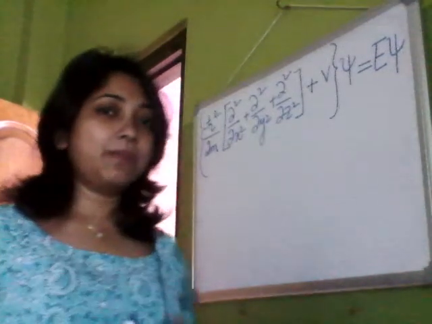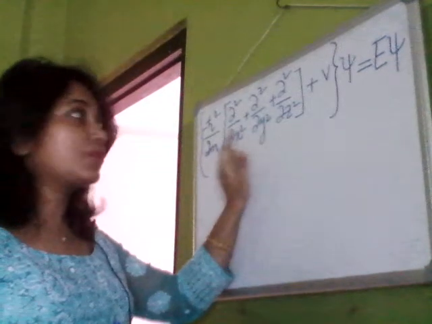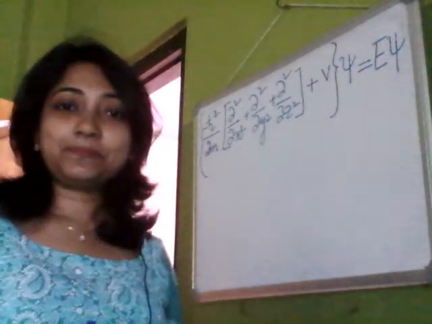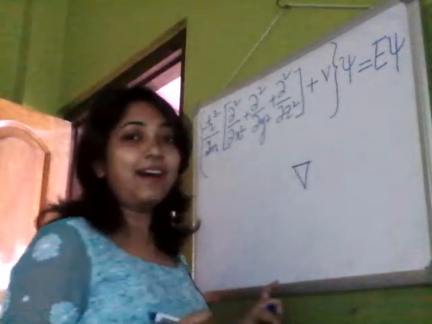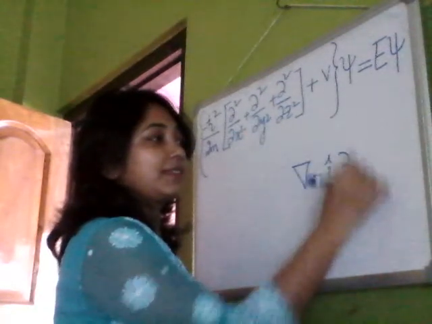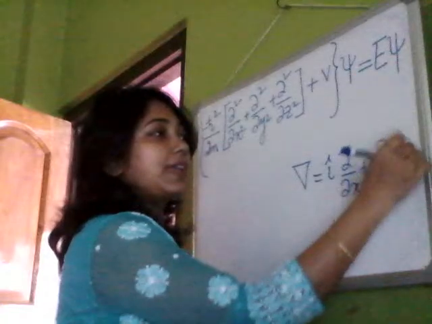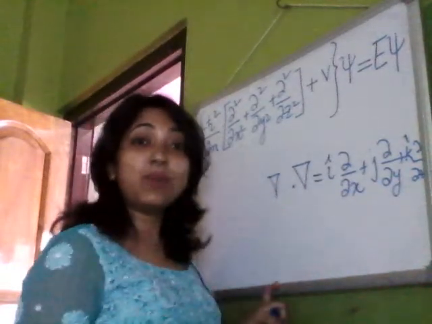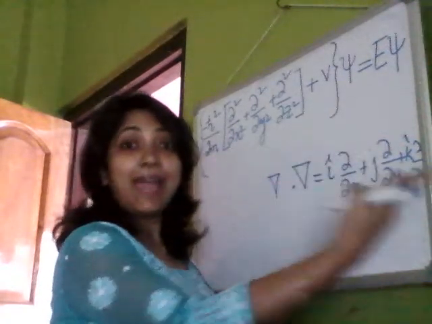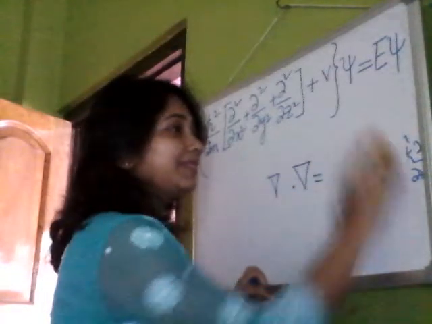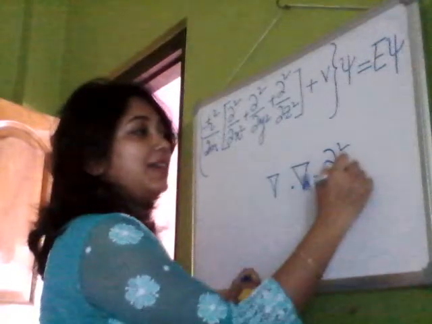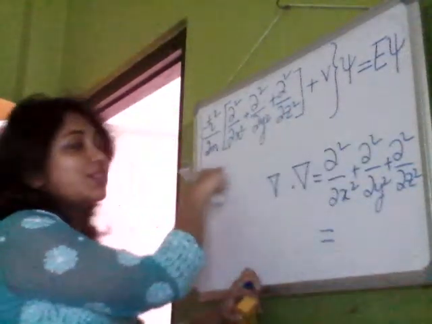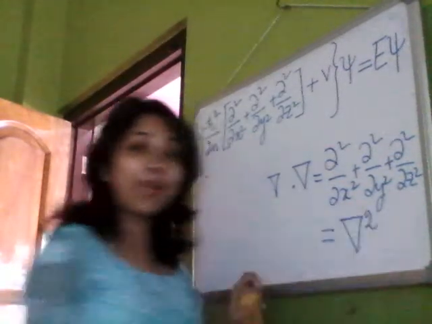Now, just one little point. Please look into this quantity: ∂²/∂x², ∂²/∂y², ∂²/∂z². Can any one of you think and tell me what this quantity actually is? If you remember our vector classes, we used to write the operator del as i cap ∂/∂x plus j cap ∂/∂y plus k cap ∂/∂z. And remember, when I do a dot product of two dels, I take a dot product of this with itself, and hence I will only be left with ∂²/∂x² plus ∂²/∂y² plus ∂²/∂z². So this part of our equation is nothing but the operator del square, right?